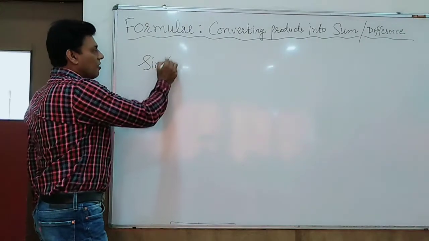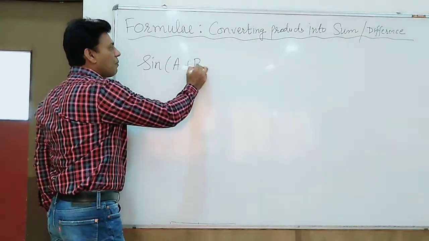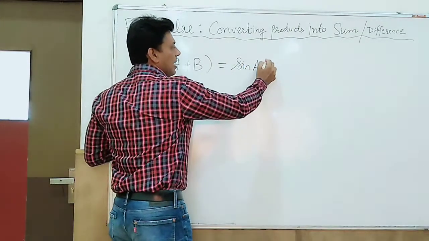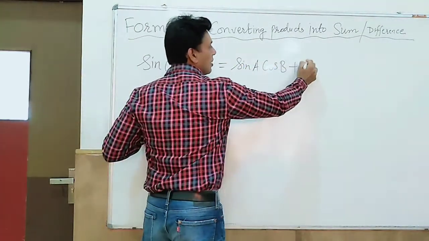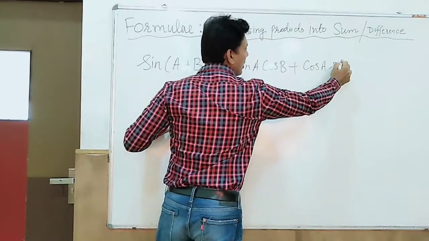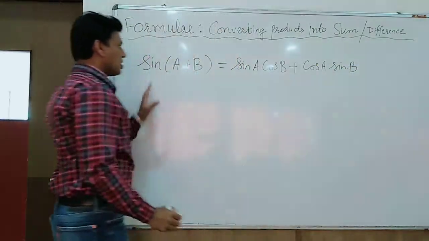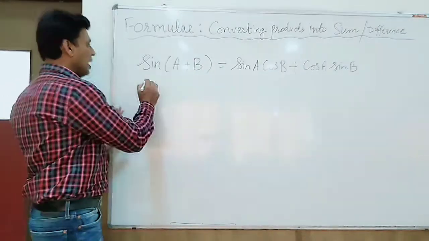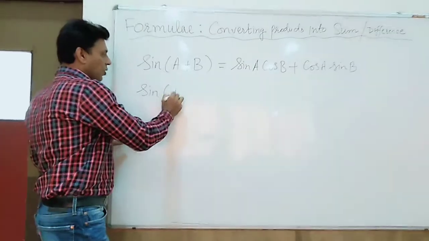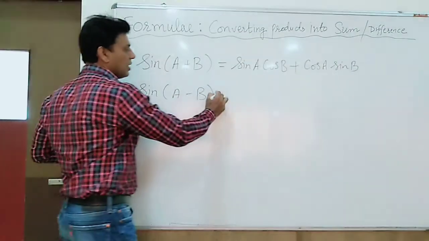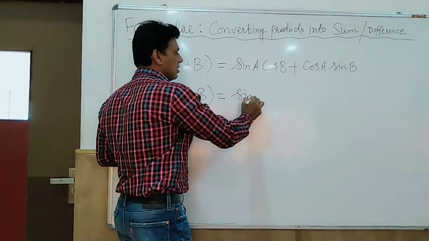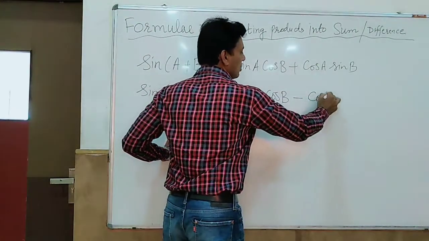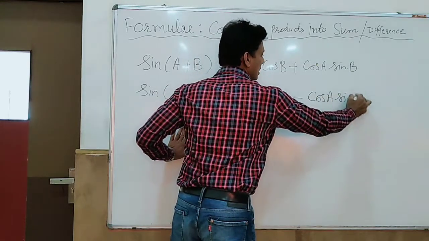We have studied the formula sin(A+B) equals sin A cos B plus cos A sin B. This is the formula for sin(A+B), which we have already studied in the previous video. And what is the formula for sin(A-B)? That is sin A cos B minus cos A sin B.